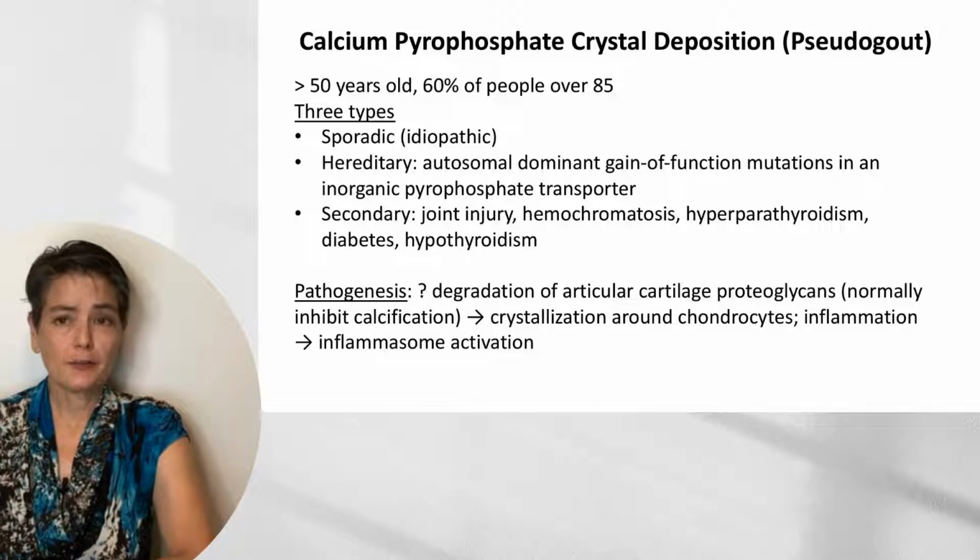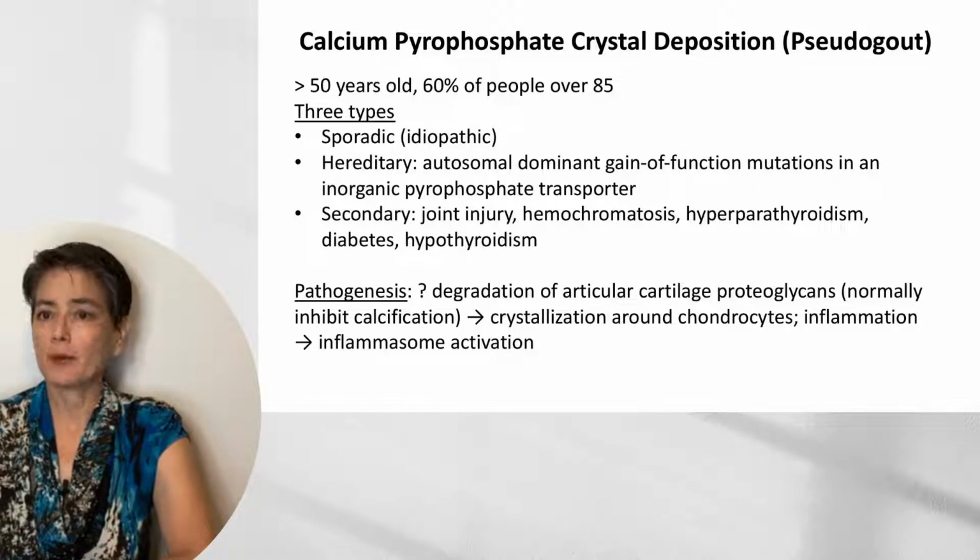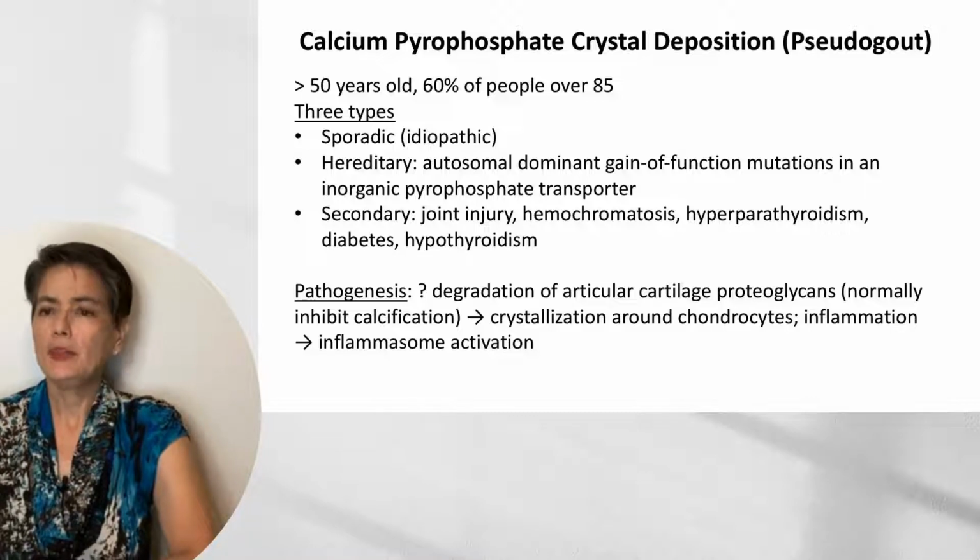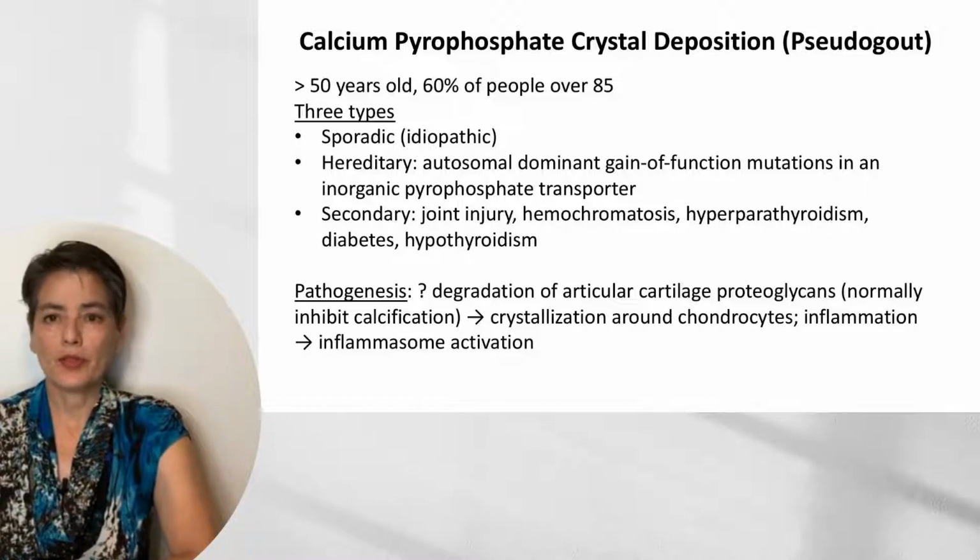There are three different types. We have sporadic or idiopathic pseudogout. We have rare instances of hereditary pseudogout due to autosomal dominant gain-of-function mutations in an inorganic pyrophosphate transporter. And then we can get secondary pseudogout due to joint injury or iron deposition and hemochromatosis, hyperparathyroidism, diabetes, or hypothyroidism.